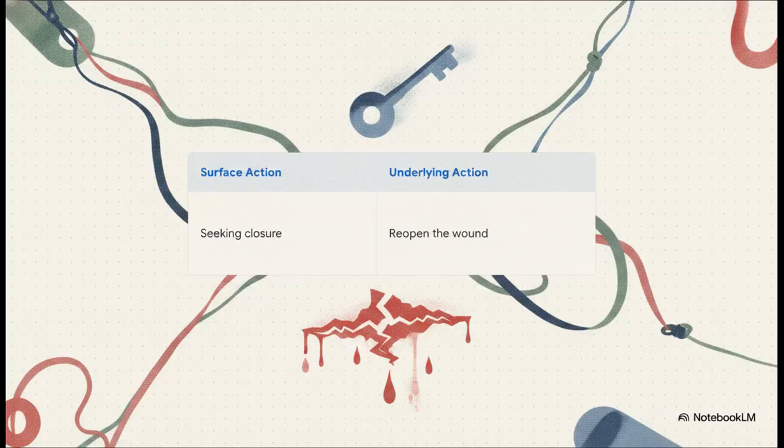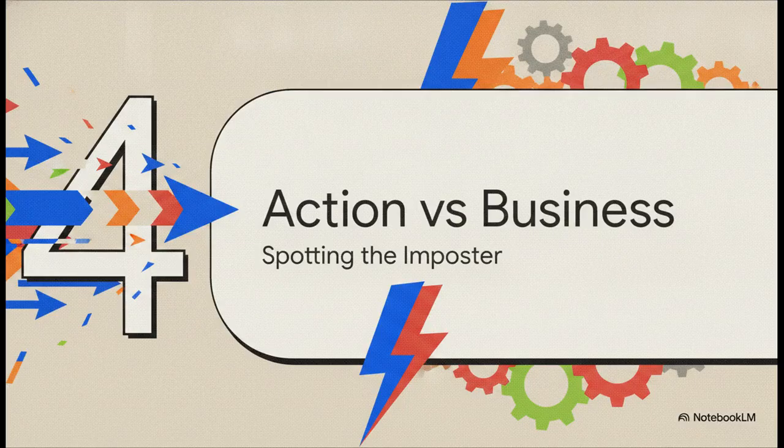Or consider this beautifully messy dynamic. A character tells themselves they are seeking closure, but underlying that, deep down, they are actually seeking to quietly reopen the wound. Just think about how dramatic that is. The more layered the action, the richer, more compelling, and more human the scene becomes. When characters are fighting for a surface goal while secretly bleeding for an underlying one, the audience simply cannot look away. Which brings us to Section 4, action versus business, spotting the imposter.